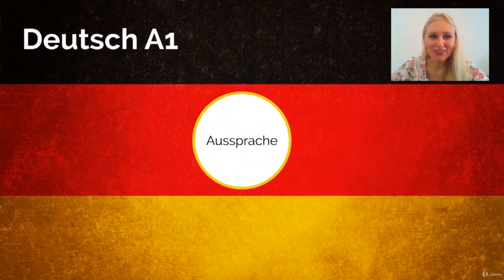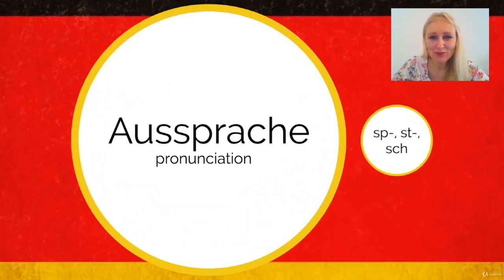Welcome to this chapter. Here we are going to talk about Aussprache. Aussprache means pronunciation in English. So obviously the German pronunciation, as you have already seen in the alphabet, is very different from the English pronunciation, and we have quite many pronunciation rules which will help you to recognize how to pronounce a word.